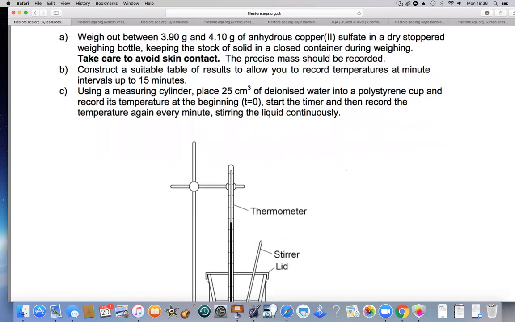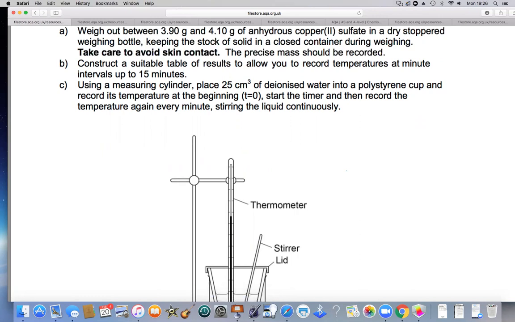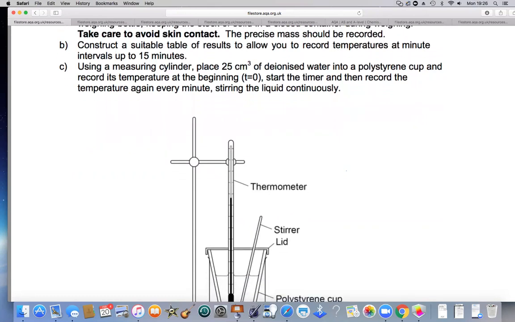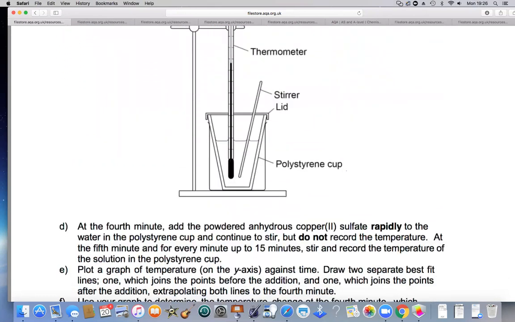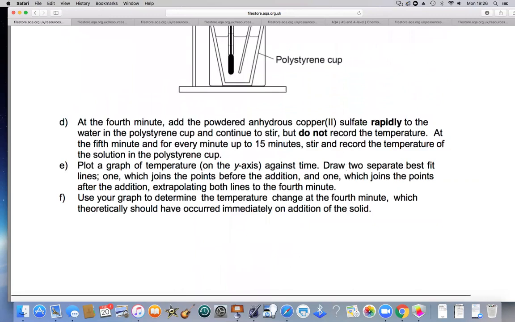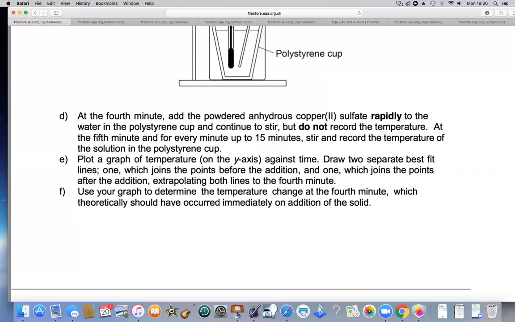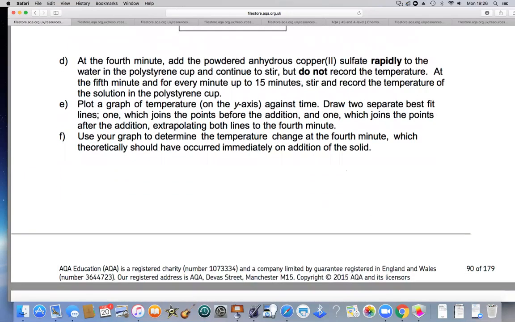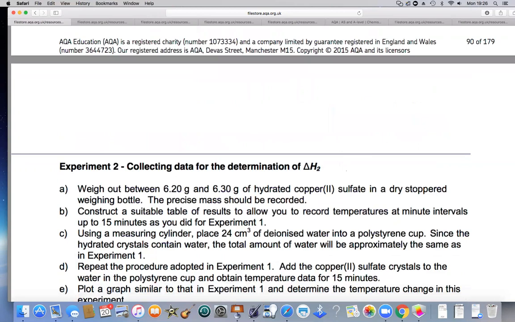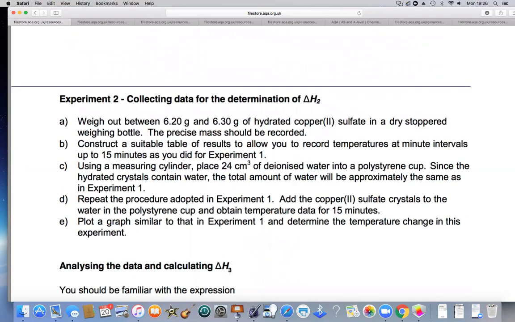So you'll be familiar with this. You don't add your solid at first. You determine the temperature of the water beforehand for a couple of minutes, 2-3 minutes perhaps. Then you add the solid on minute 4. You give it a really, really good mix, and then you determine the temperature every minute up to, say, 15 minutes. There you go. Add the anhydrous copper sulfate. Don't measure the temperature at that time, and keep measuring the temperature every minute until you're done. Hydrated copper sulfate, exactly the same.